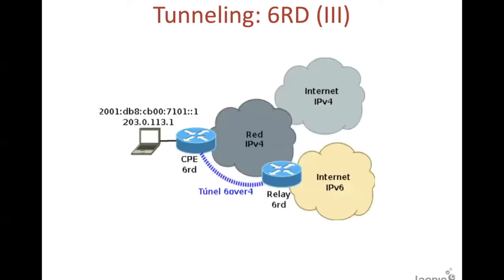Here is a very simplistic diagram of how everything works. You have a host on your left, with an IPv6 and IPv4 address. It is going to send a packet. The router is going to look, oh, this is an IPv6 packet. And it is going to put everything in a tunnel, which is called tunnel 6/4. It will end in the relay. It will remove everything that corresponds to IPv4 and send it to the IPv6 internet. Of course, if the packet that was sent by this host on the left is IPv4, the packet is going through the regular IPv4 network.